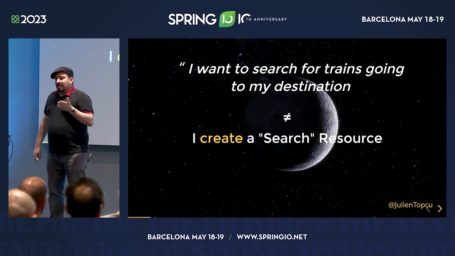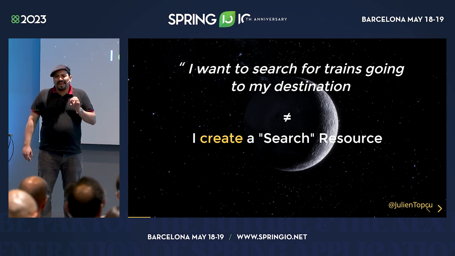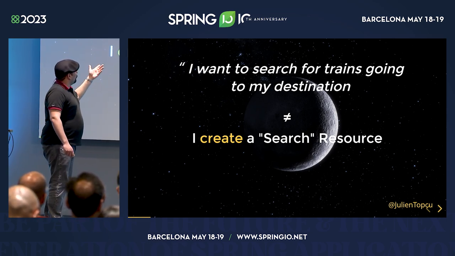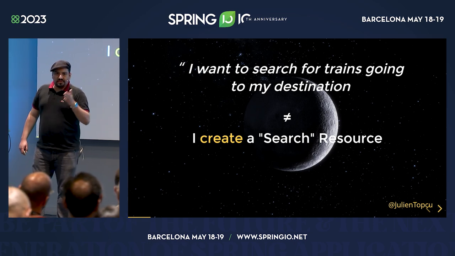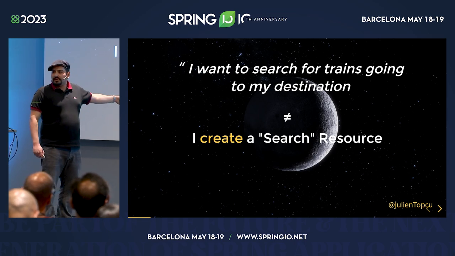And I'm pretty sure that you can clearly see that even though those sentences are equivalent regarding REST, they don't have exactly the same meaning, right? In the second use case, you don't see any notion of trains or destination. I'm also pretty sure that when you have user stories to develop, you rather like them to look like the first sentence and not the second one.